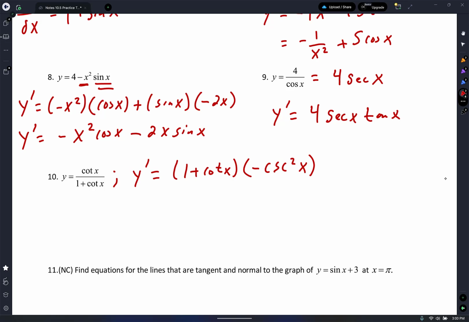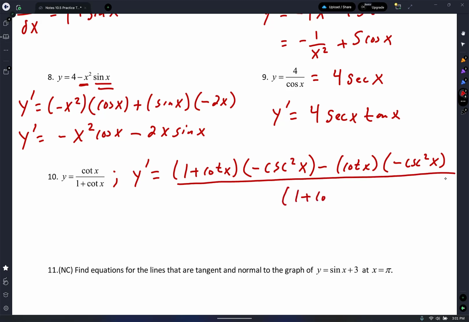Cool or not cool? So bottom times the derivative of the top, plus or minus? Minus top, cotangent x, times the derivative of the bottom, which again is going to be, all over bottom squared. Yep. There might be a simplification. There might. I'm not concerned about simplifying right now. We're going to leave it alone. Yay or nay?